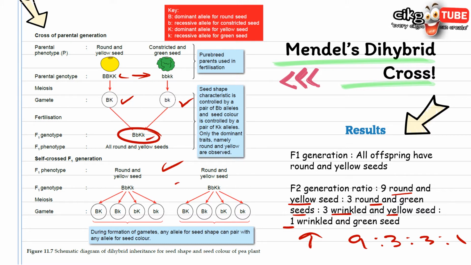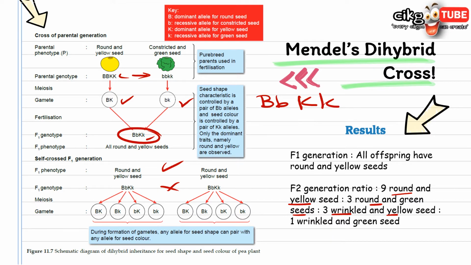Now this round and yellow seed, if we cross pollinate them, during meiosis we will produce this. How do we get this? We are actually cross pollinating the characteristics, or the alleles, that are in the F1 genotype. For example, we have B, B, K, and K. So what happens here? How do we get this?